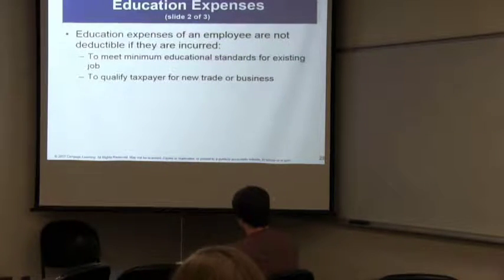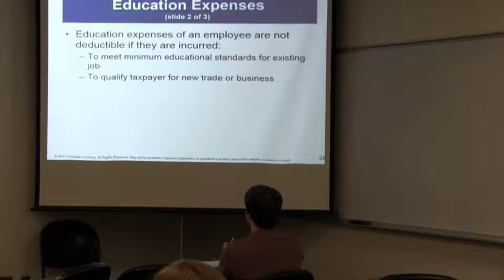So, someone asked a question in the last class, and they said, well, what if I get my bachelor's in accounting, and I go out and I work a couple years, and I come back to get my master's? Is that considered to be meeting minimal educational standards, or would it be a deduction? And I said, well, it probably depends. So if you are only getting your master's so that you are eligible to sit for the CPA exam, then I would say, no, that's not a deduction. Why? Because that's the minimum standard. You have to have 150 hours to sit for the CPA exam. If it's a minimum educational standard, no deduction.